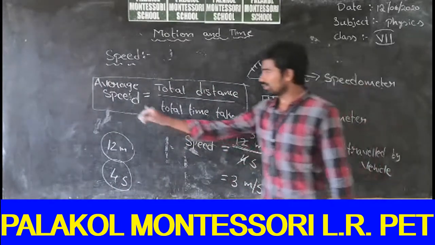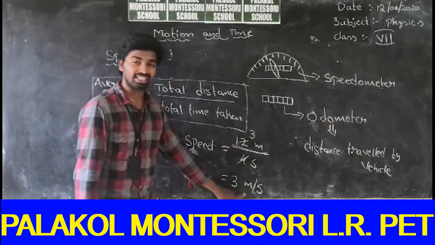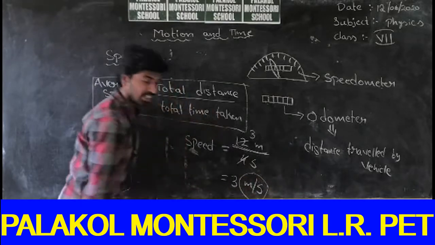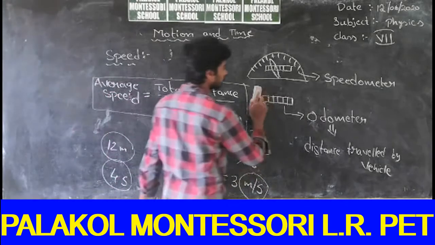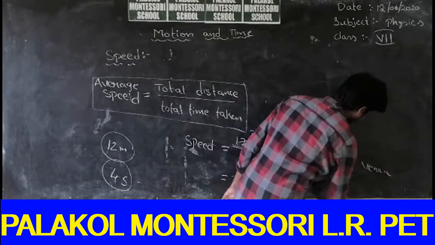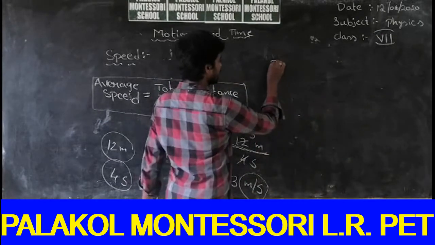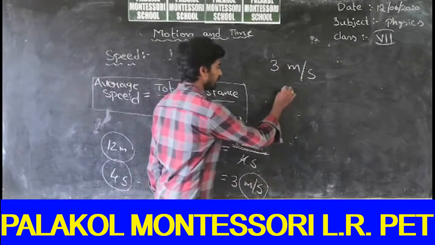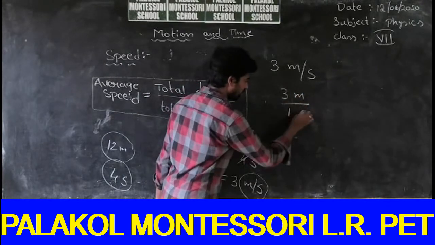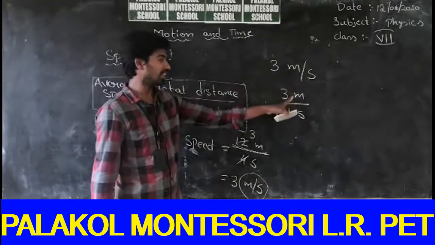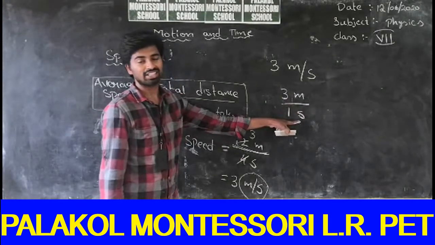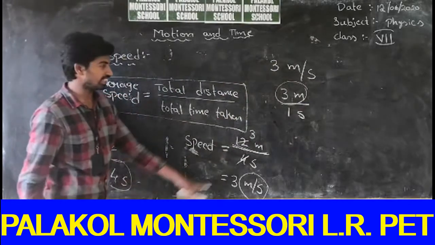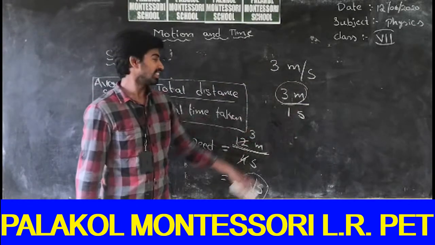So what are the units of speed? Here we have found that the unit is meters per second. So what speed did I obtain here? I traveled with a speed of 3 meters per second. What is the meaning of 3 meters per second? It means 3 meters per 1 second. For every 1 second, I was traveling a distance of 3 meters. So this indicates speed, 3 meters per second.